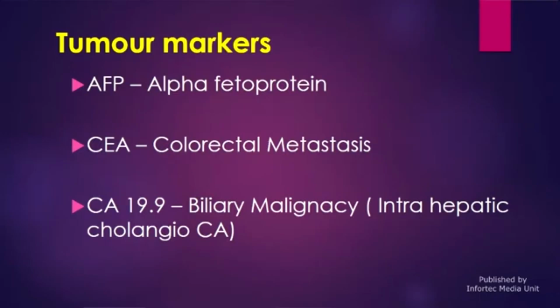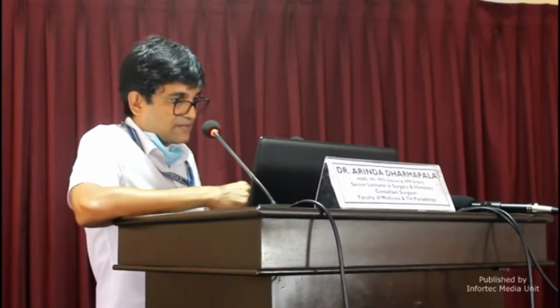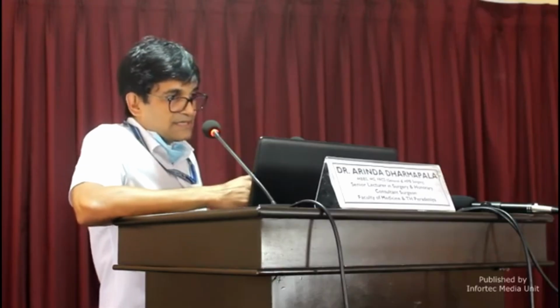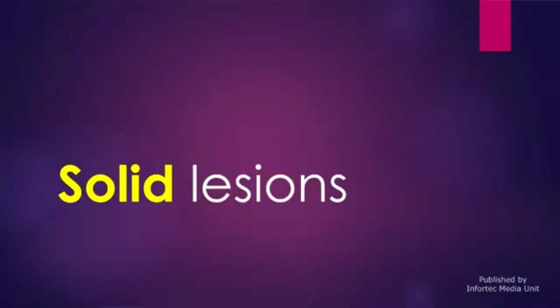And the next thing that is readily available for us is tumor markers. Along with the imaging facility, we can always use these 3 tumor markers, especially in lesions of the liver: alpha fetoprotein levels, especially when we are thinking of a hepatocellular carcinoma; CEA levels in colorectal metastasis; and CA 19-9 if you are suspecting intrahepatic cholangiocarcinoma. So these are the three. These also will be helpful in your assessment of these lesions.